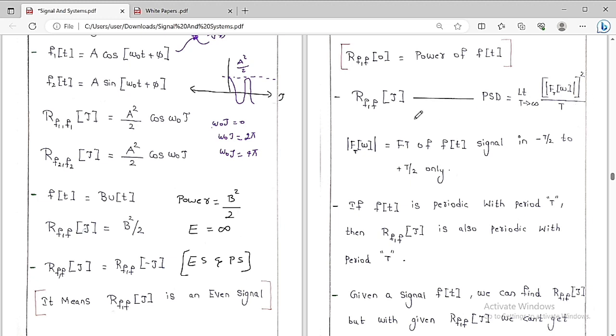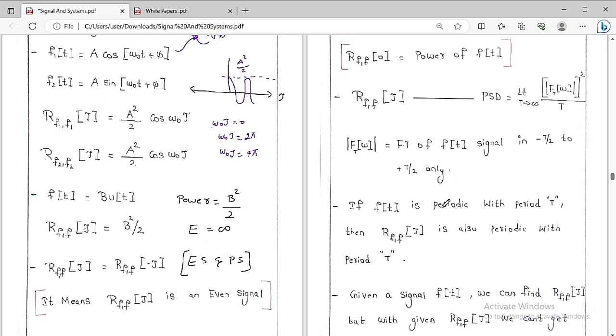So what is the meaning of this one? Let me tell you. Mod of F of omega with the base T is nothing but a Fourier transform of the f of t signal only in the range of minus T by 2 to plus T by 2. Means only over the time period T we have to find the Fourier transform. Whereas in the case of an energy signal, we have to find the mod of F of omega for the whole range. But here we have to do it only for one time period, from minus T by 2 to plus T by 2 only. So the magnitude of F of omega over the one time period with the base T is nothing but the Fourier transform of the signal f of t only in the period from minus T by 2 to plus T by 2.